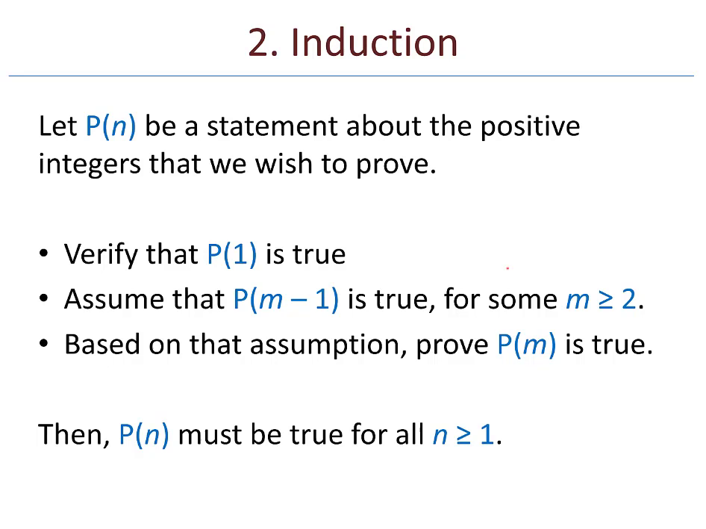Here's induction in general. Let P of n be a statement about the positive integers that we wish to prove. So this could be like the closed form of a recursive statement, P of n. The first step is I verify that P of 1 is true. This is what I called the base case. I assume that the statement is true for m minus 1. And then based on that assumption, I prove that the statement is also true for subscript m. If these three things are all satisfied, then in fact the statement is true for all n greater than or equal to 1.